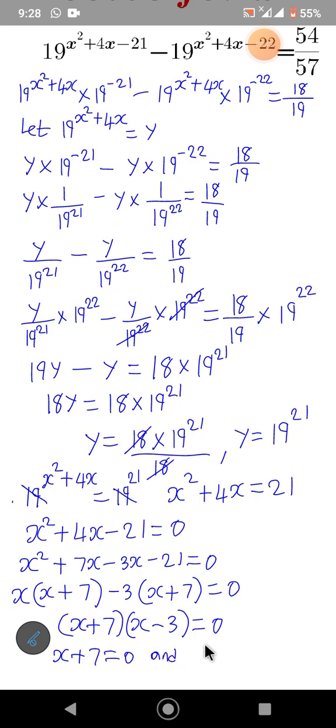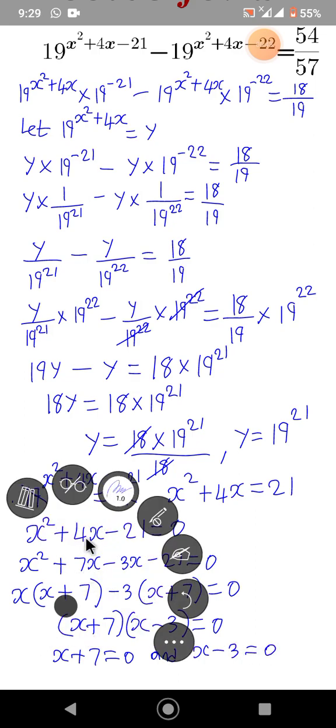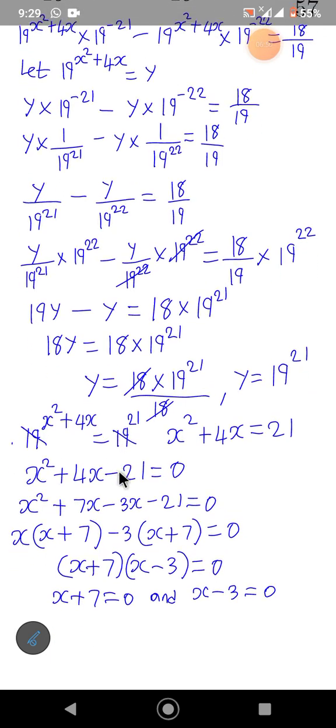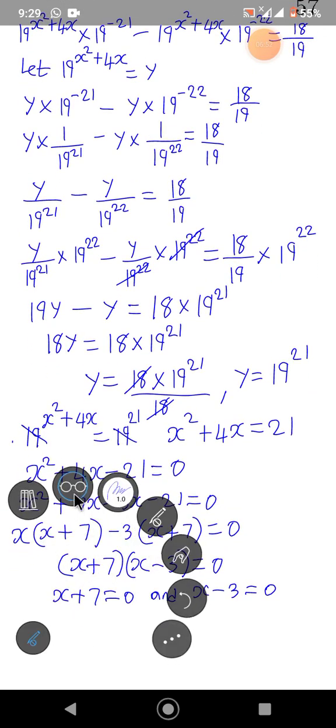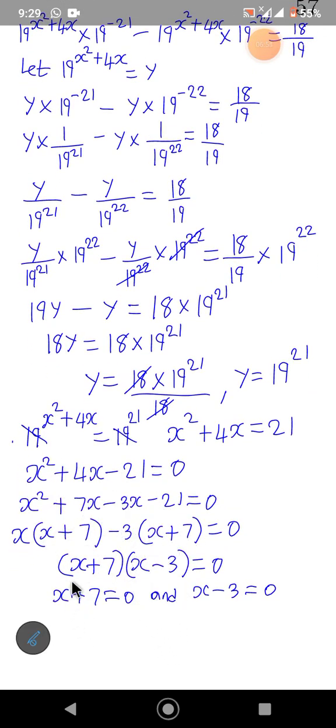And x minus 3 equal to 0. Then now the roots of our equation will become x is equal to, take this plus 7 to this way, it changed to minus 7. X is equal to minus 7 and x is equal to, take this minus 3 here, that's 3. So these are our roots to the equation.